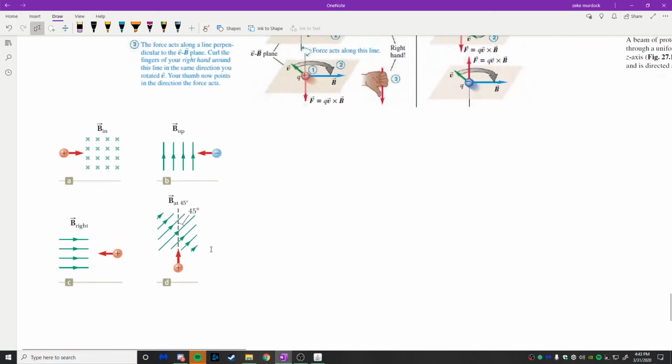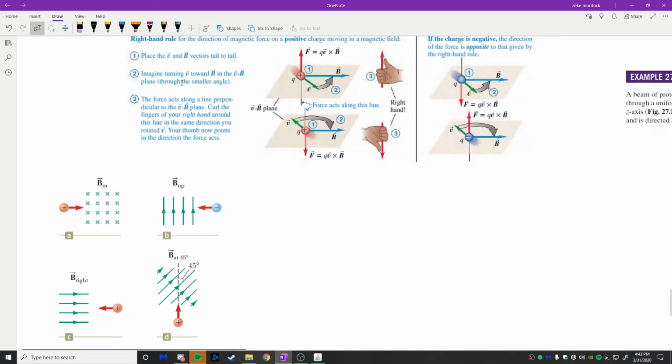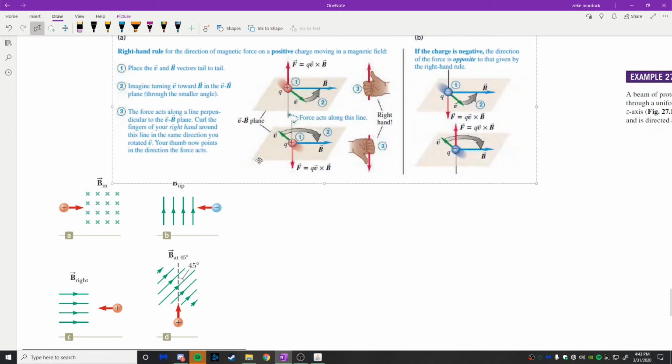Okay, so let's apply the right-hand rule. We can put both of these on the screen at the same time, I think, right? There's the right-hand rule, and here's a problem. You're supposed to find the direction of the force on each one of these particles in this problem. Okay, so find the direction of the magnetic force, F sub B, in each situation. And I'm going to give you guys a few minutes to do that.